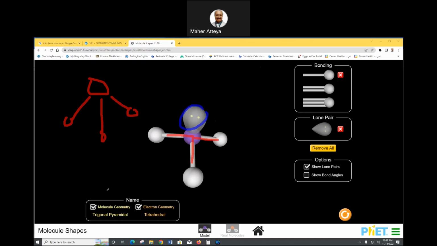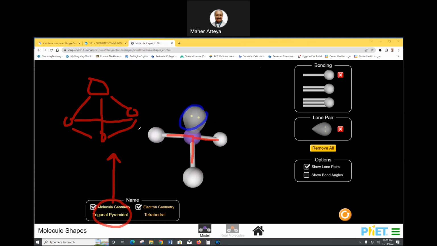Without showing this, this is trigonal pyramid. It's a pyramid. See here, this is a pyramid with a base that is a triangle. Trigonal pyramid. It's a pyramid with a triangle base.